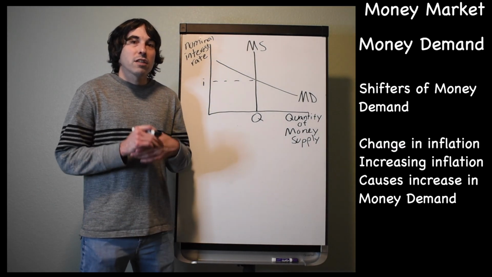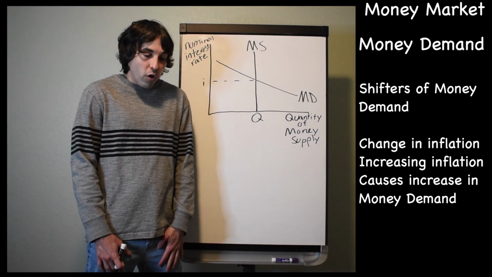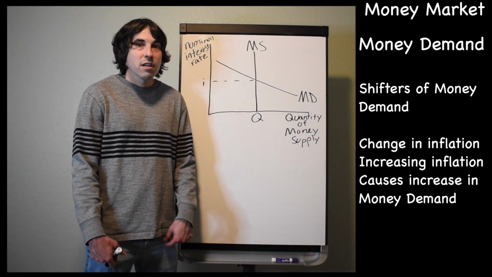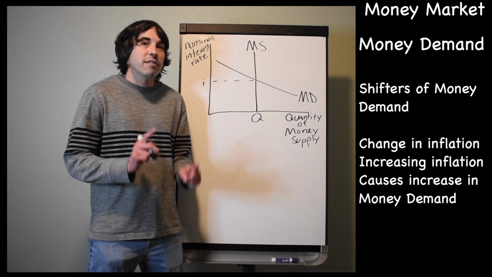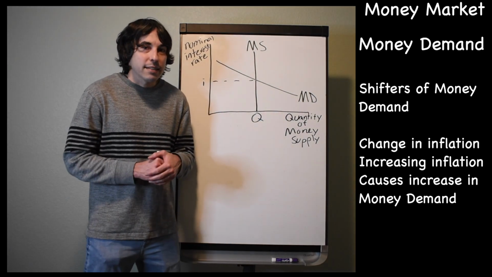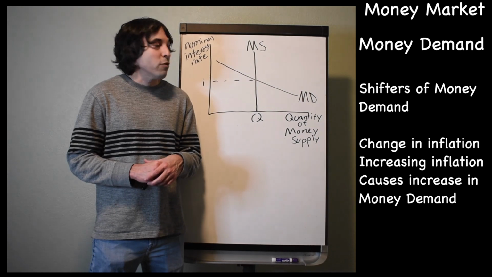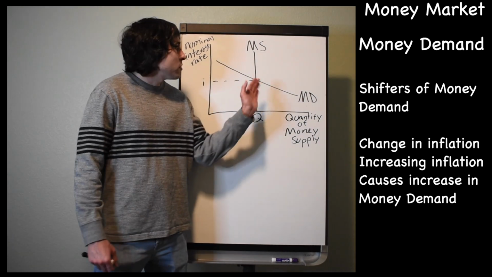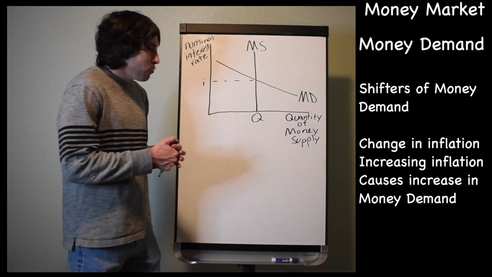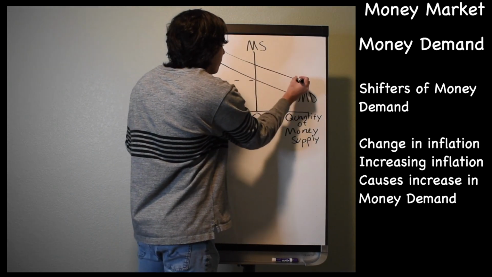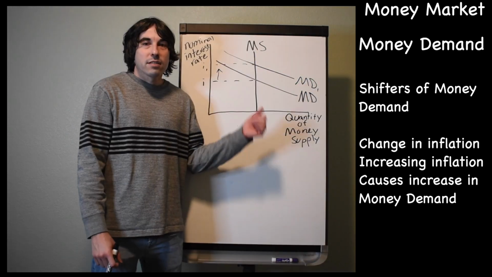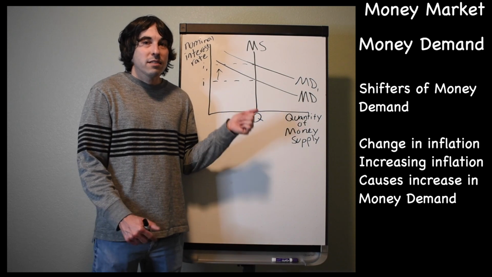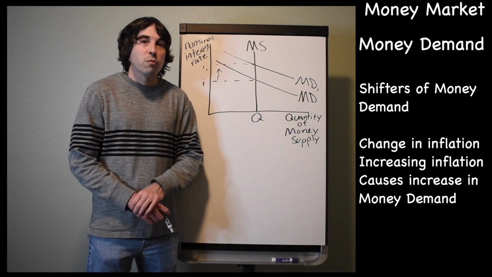Those are going to be things that cause people like you and me to keep more cash on us or less cash on us. One of those is going to be inflation. If prices are rising, to buy the same exact goods and services as I was before, I'm going to need more cash, and so money demand will increase and I will start to keep more cash on me. That's going to cause the nominal interest rate to increase, so the interest rate will be higher. It'll cost more to borrow.